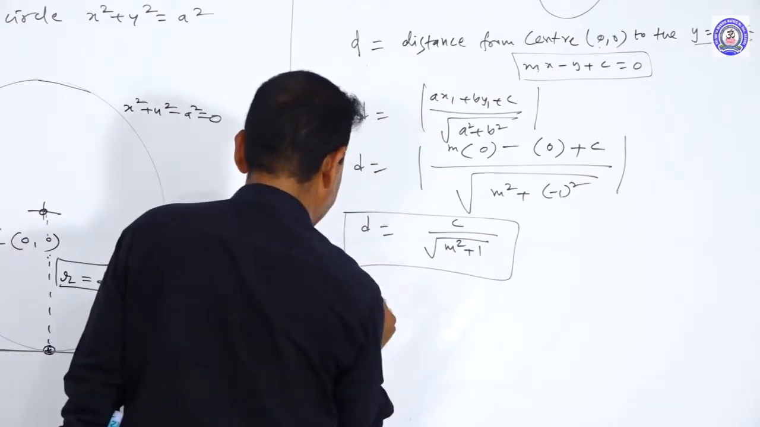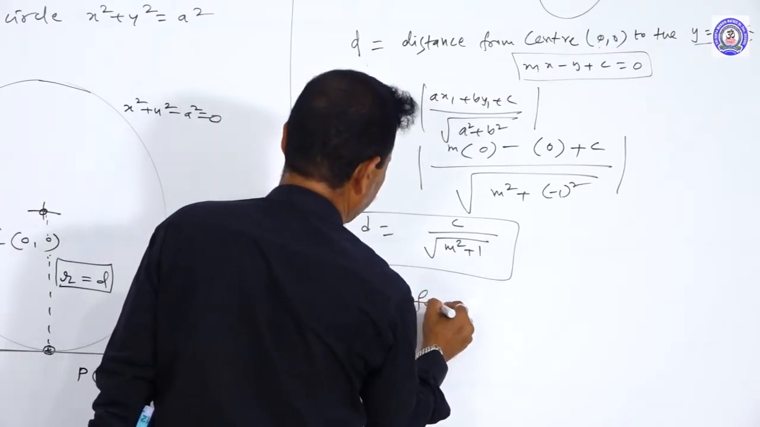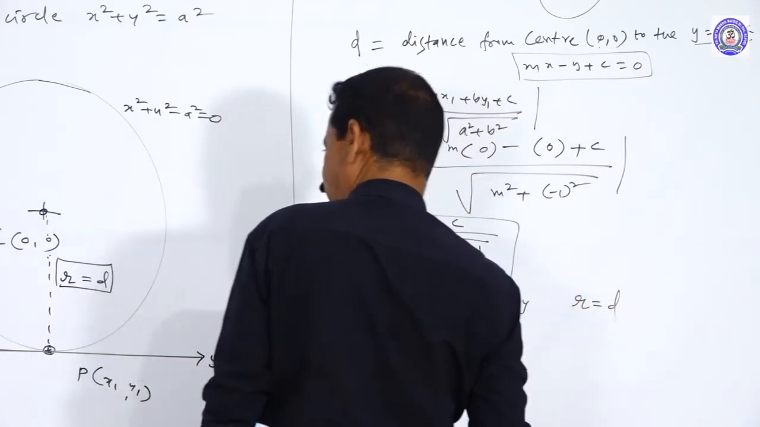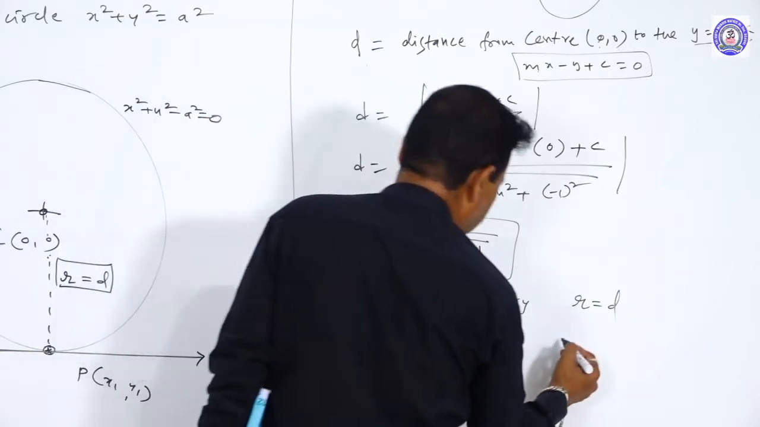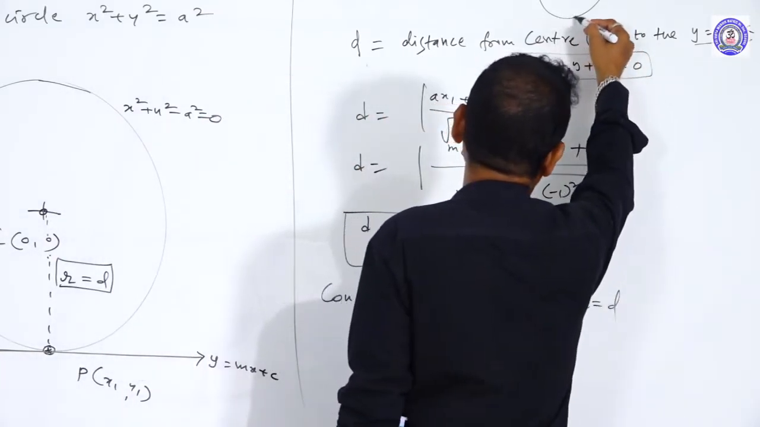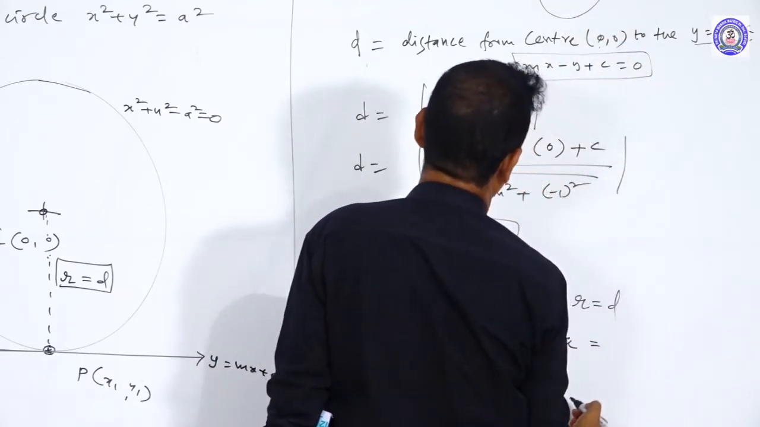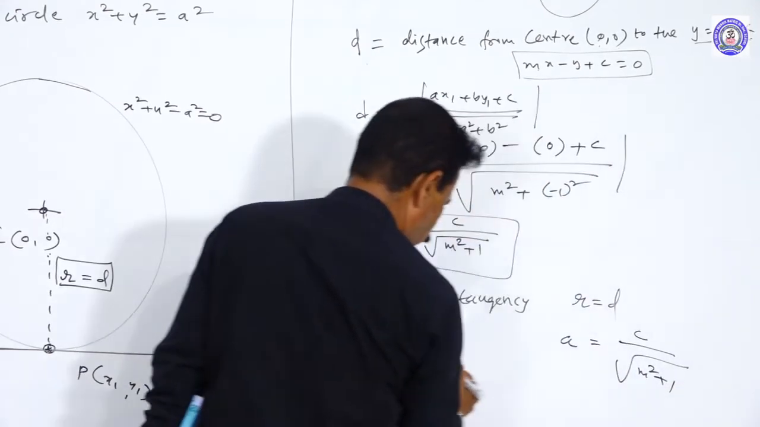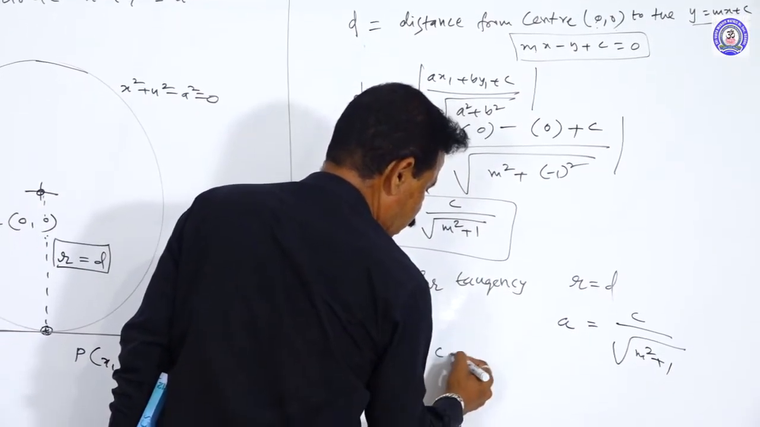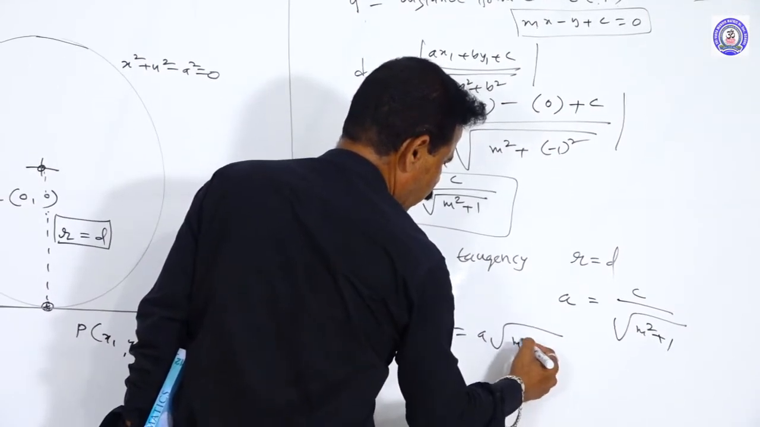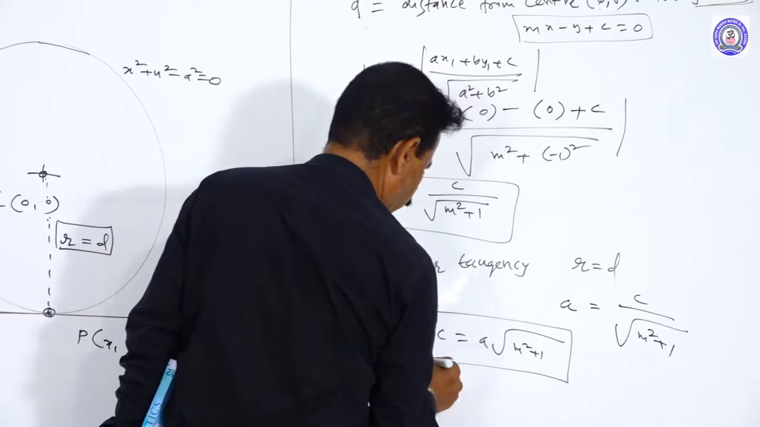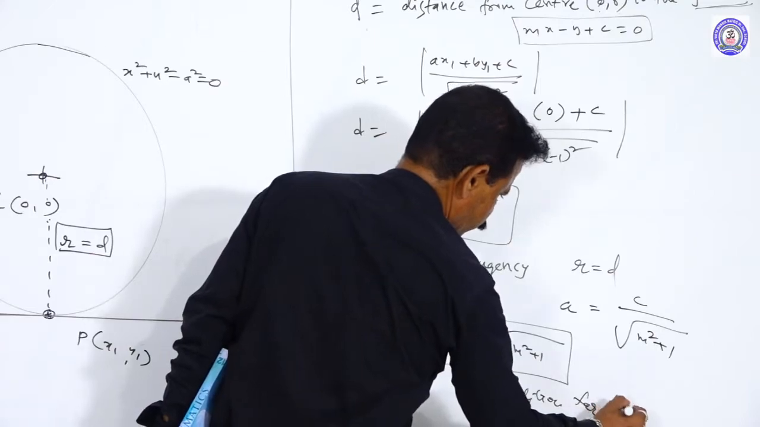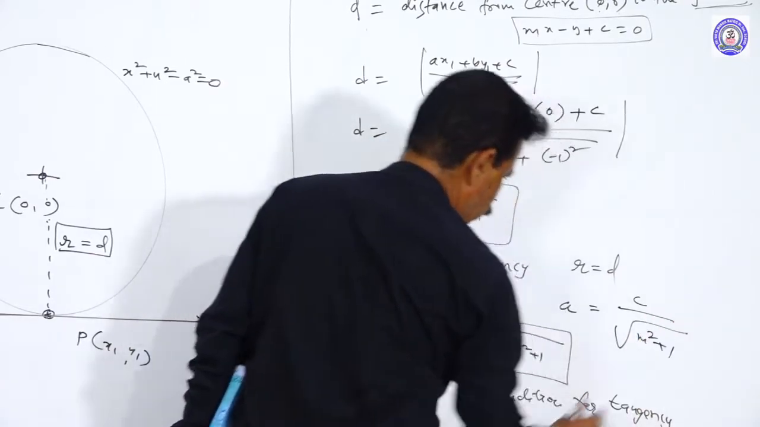So the condition for tangency is r = d. Already we wrote r = a = d, and the d value is c / √(m² + 1). Cross multiplying, c = a√(m² + 1). This is the condition for tangency. It is over.